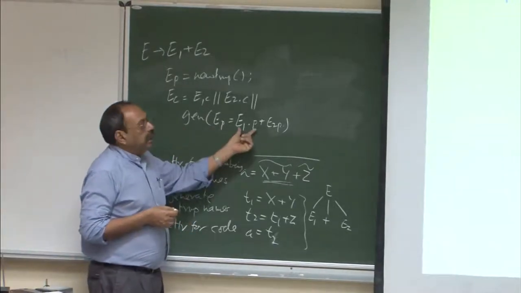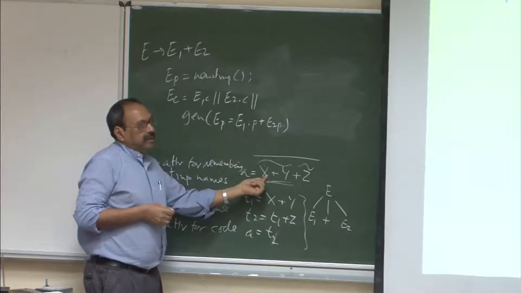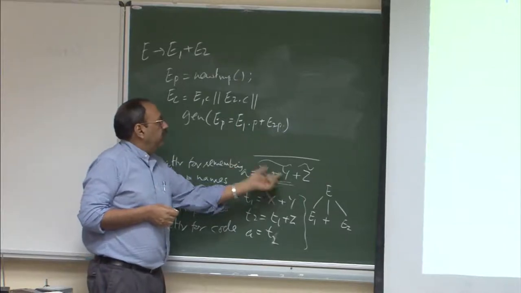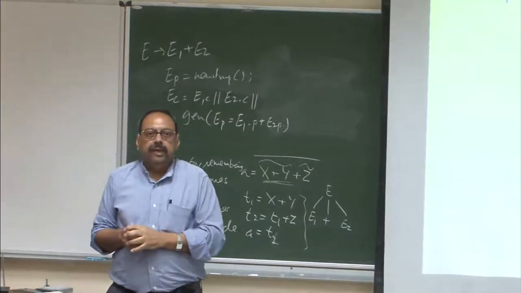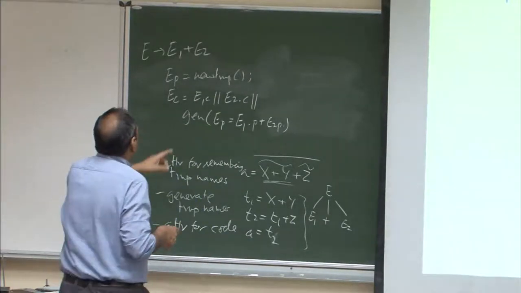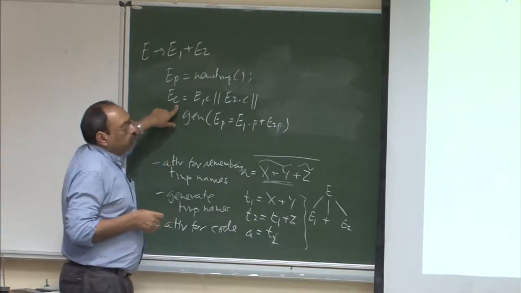T1 is assigned E1 place, and where is E1? That is in X, and what is E2? That is in Y. So I end up generating an instruction which will say that T1 is assigned X plus Y, and that value will be stored in E code.